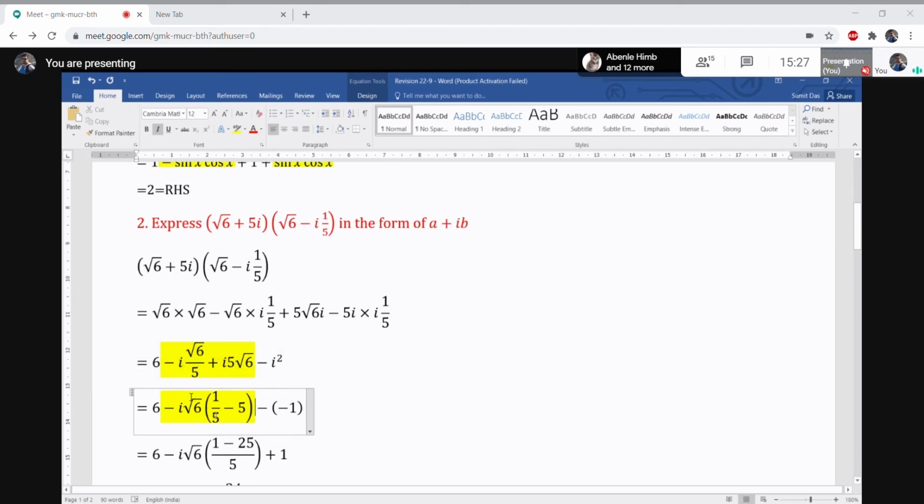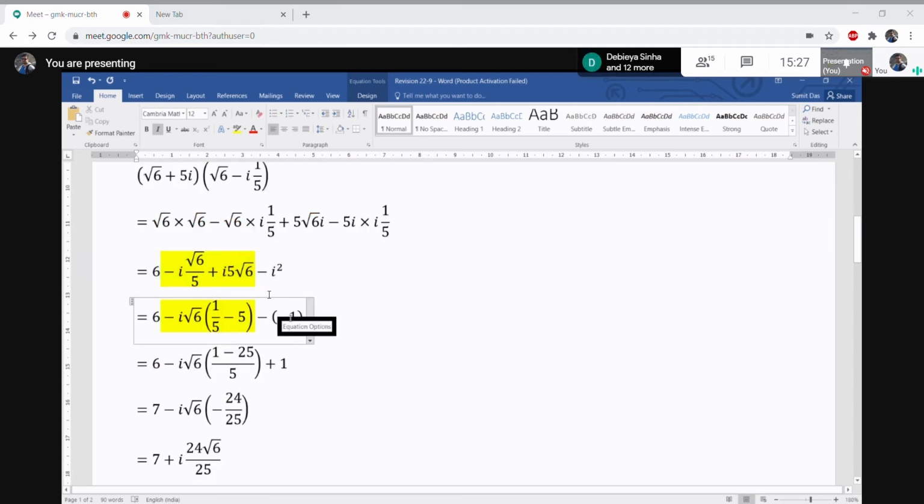So what will be left in first? First it will be left 1 by 5, and second it will be only minus 5, because I took i root 6 and I am taking minus also common. Now i square value is minus 1. So minus i square means minus in bracket another minus. Fine. So 6 here no change, and minus minus plus.